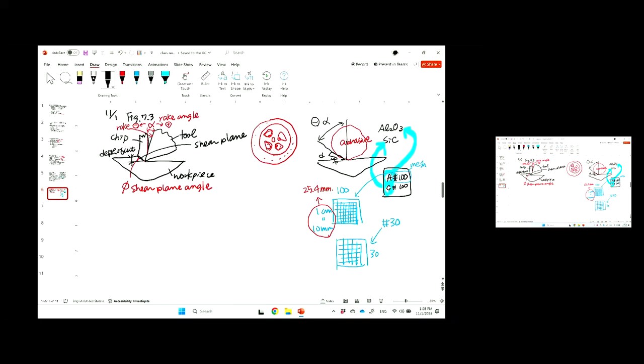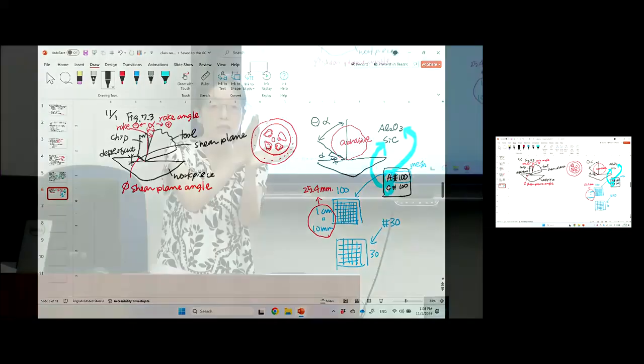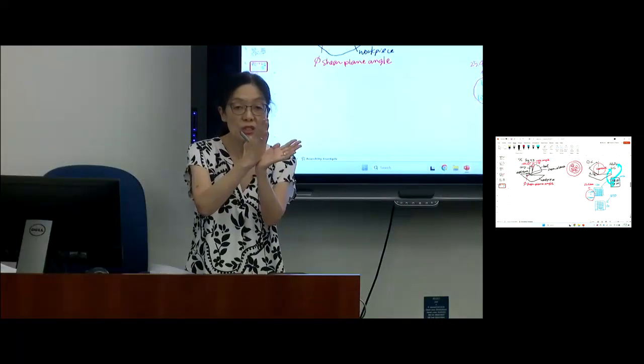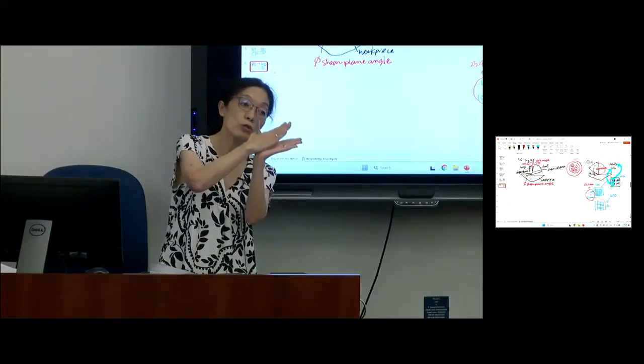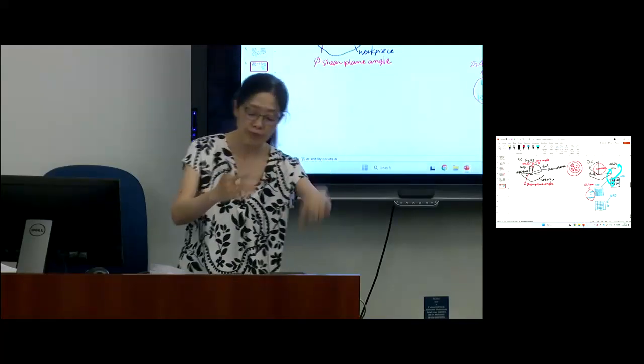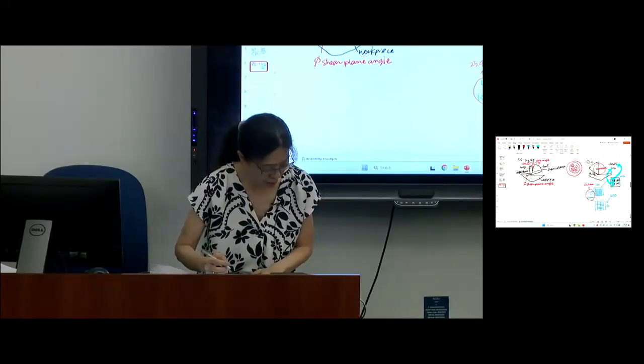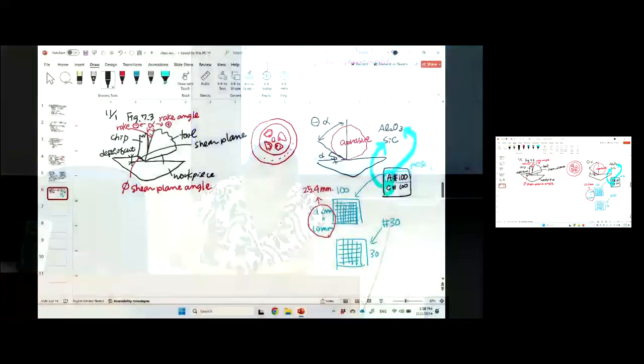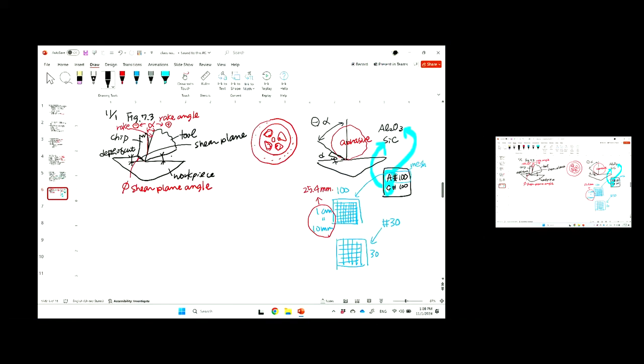If you have a really nice curly chip, the shear plane angle should be larger. If you have a lot of friction, the shear plane angle is going to go smaller. The chip is going to be fat, and it's very difficult to push. So that's another important part. And then this, another angle. So this is, okay, maybe gamma, and then the relief angle.